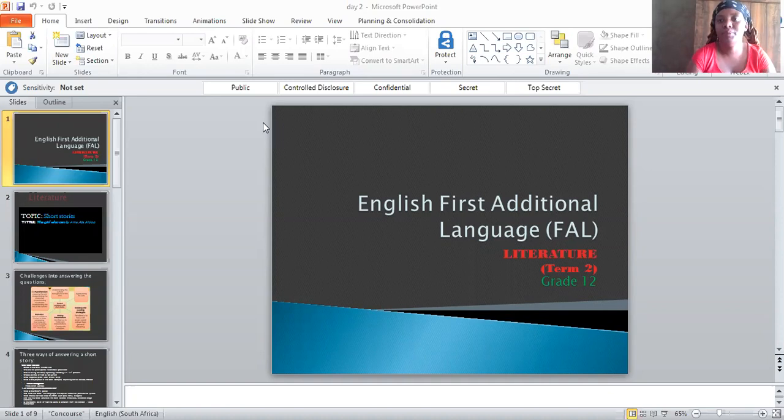Welcome to our English First Additional Language Grade 12 Term 2. We are going to focus on the literature from where we left last. I asked you last time to go and read a short story by the title of The Girl Who Can. And I asked you to apply all the elements that we've learned in that lesson so that it can help us today in answering the short story together.